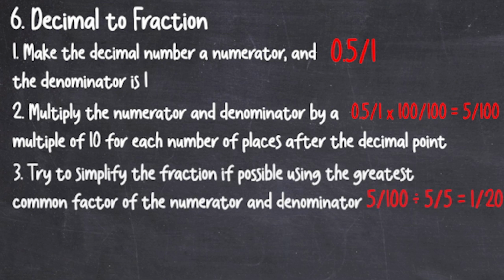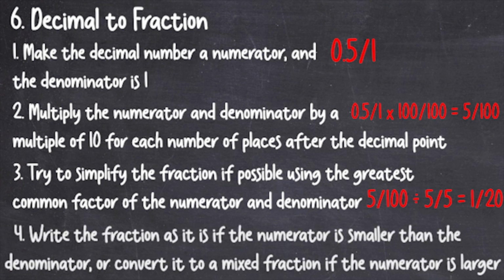Then, try to simplify the fraction if possible, using the greatest common factor of the numerator and denominator. After simplifying, write the fraction as it is if the numerator is smaller than the denominator, or convert it to a mixed fraction if the numerator is larger than the denominator.